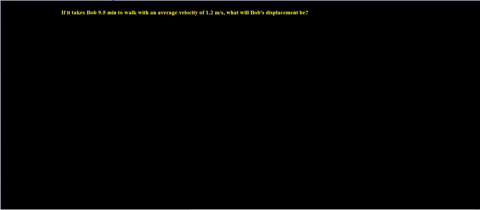So here we have a problem on average velocity, and the question at hand is, if it takes Bob 9.5 minutes to walk with an average speed, or rather specifically an average velocity of 1.2 meters per second, what will Bob's displacement be? And of course, this takes us to the definition of average velocity.